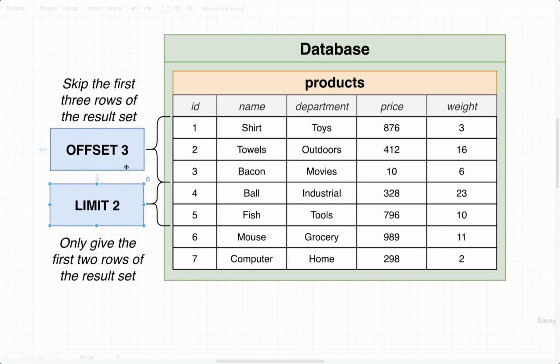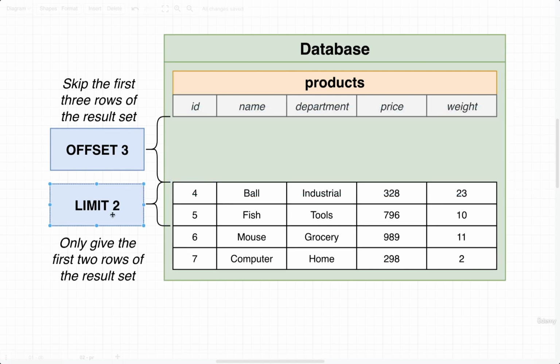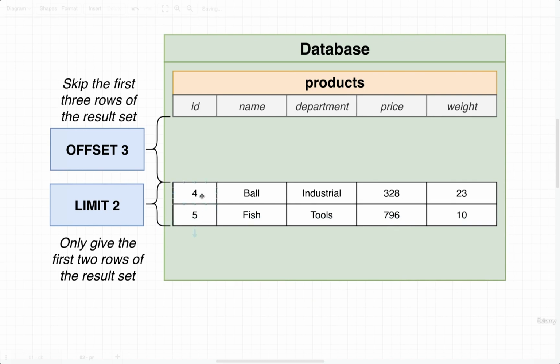So let's imagine what would happen if we applied a limit of 2 and an offset of 3. First, the offset of 3 means that we want to skip the first 3 records. A limit of 2 means that we only want to take the first 2 rows out of the remaining results. So we would drop off all the remaining rows of 6 and 7, and we are left with just 4 and 5.